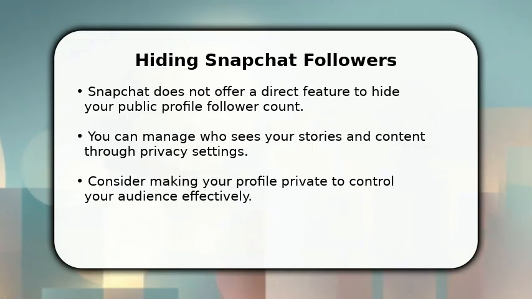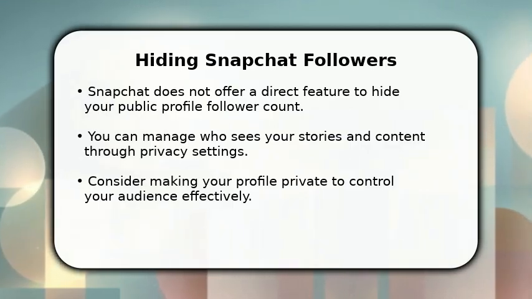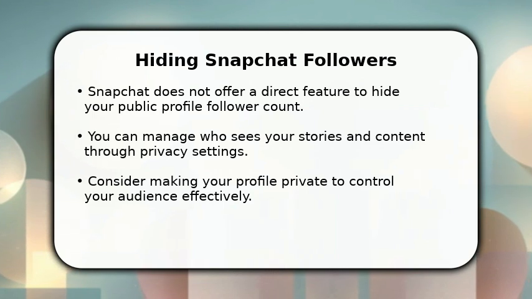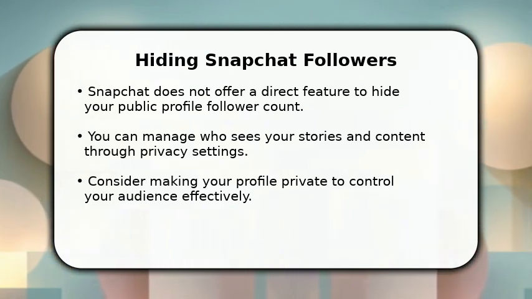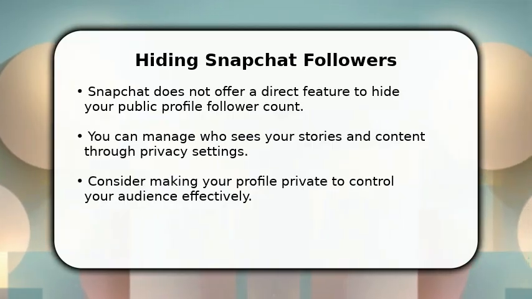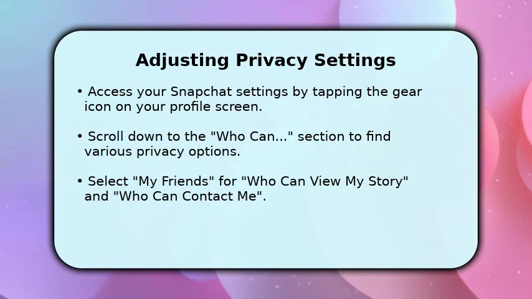By adjusting your privacy settings, you gain significant control over your audience. This approach helps you maintain a more private experience on the platform, ensuring only your approved friends view your activities and subscriber numbers. To begin adjusting your privacy, navigate to your Snapchat settings.